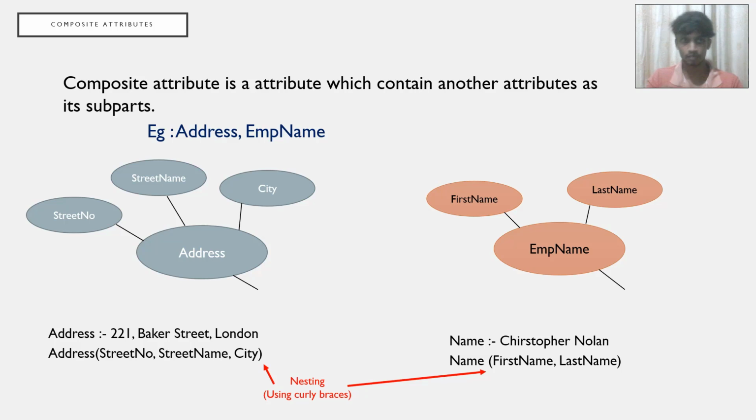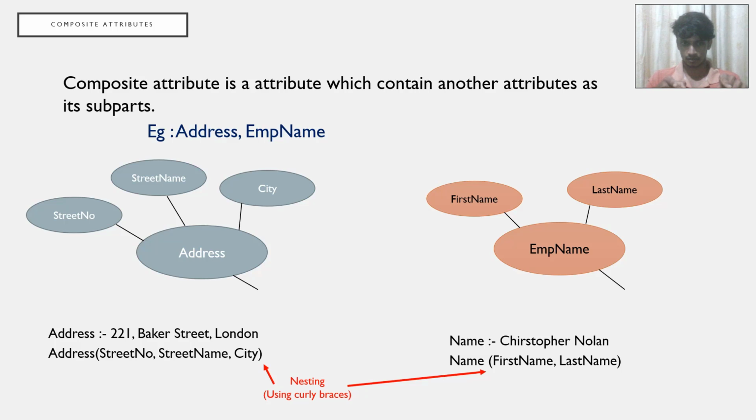For now, just remember, a composite attribute is a collection of atomic attributes which represent the bulk. The second example is employee name. The employee name can be divided into first name and last name. The first name and last name are themselves atomic attributes which represent the employee name as a composite attribute.